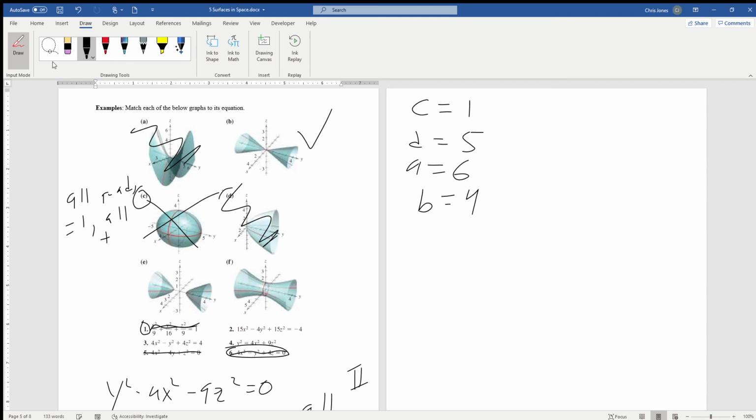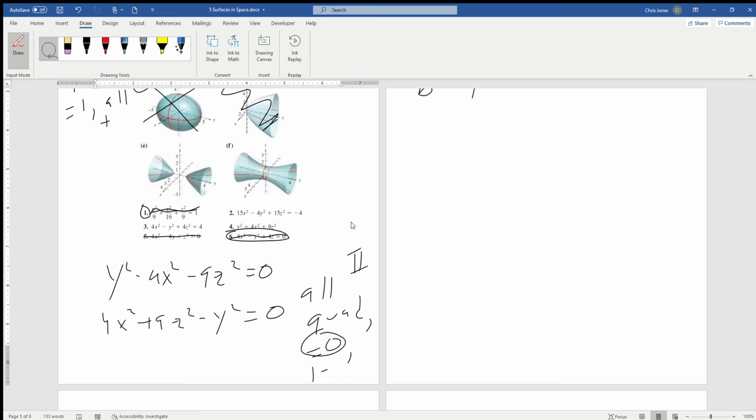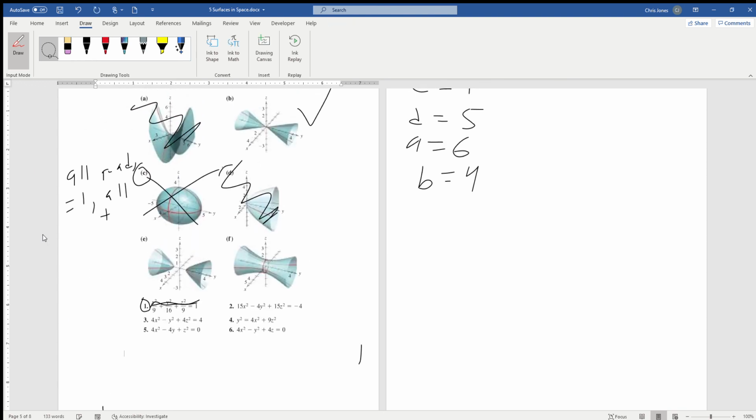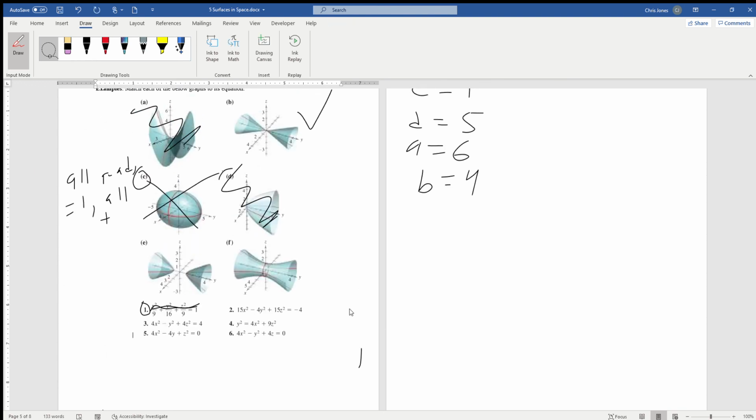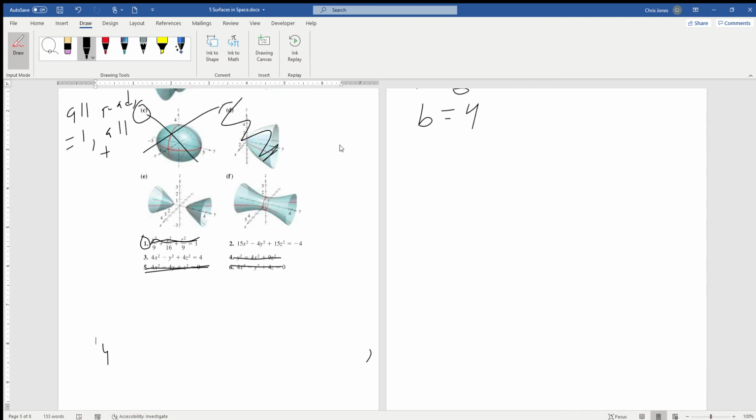All right, almost done with this. So the last two that we have, I got rid of the ones we already crossed out, but that's okay. Nice and easy. So we did 4, we did 6, we did 5. So the only ones we have left are 3 and 2.